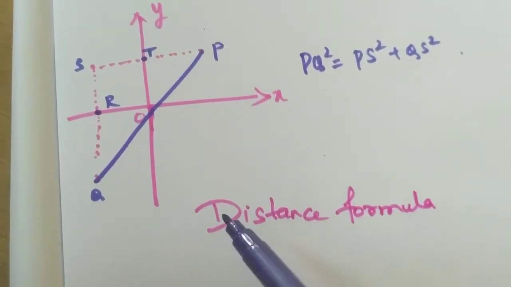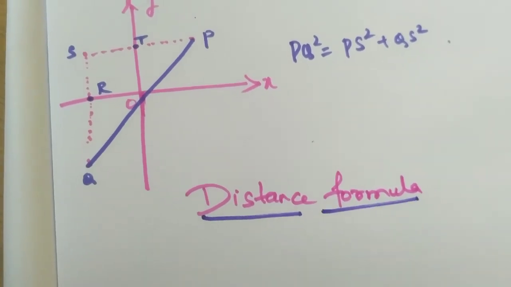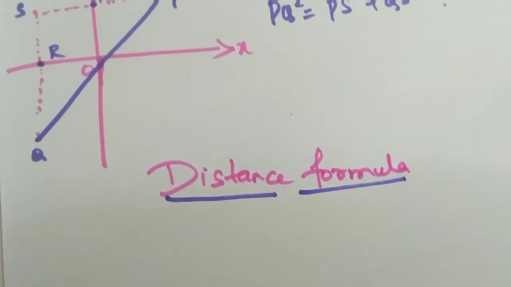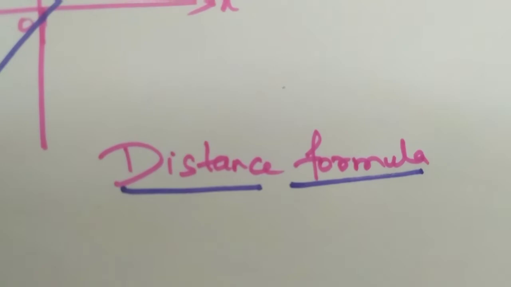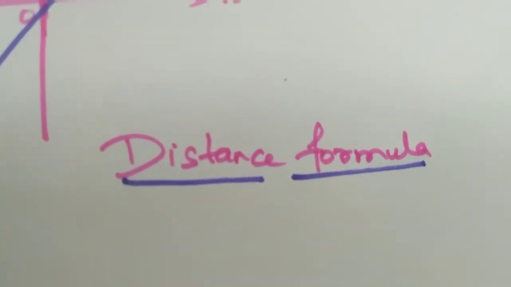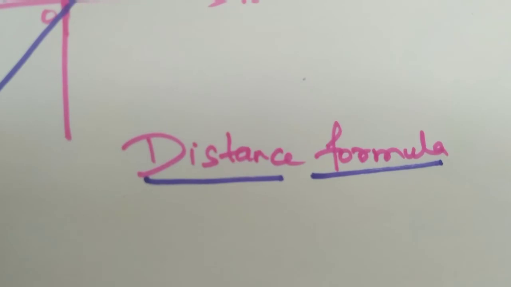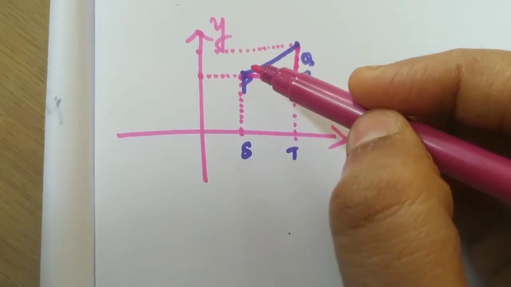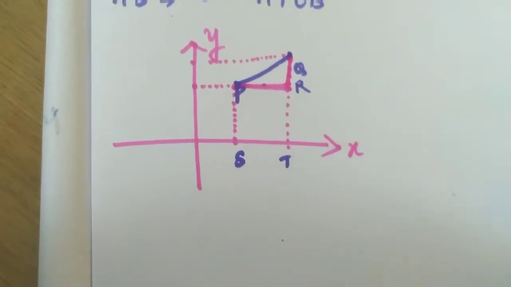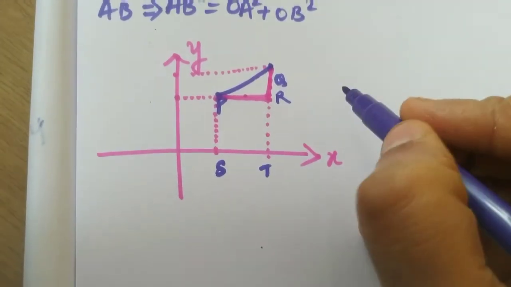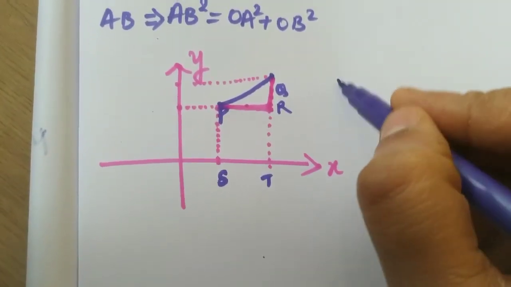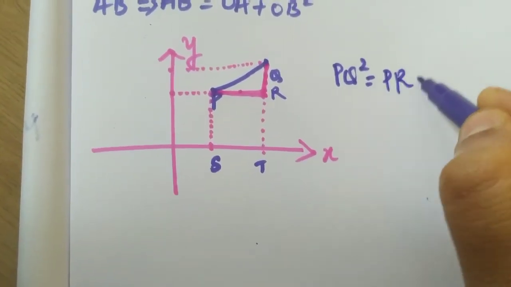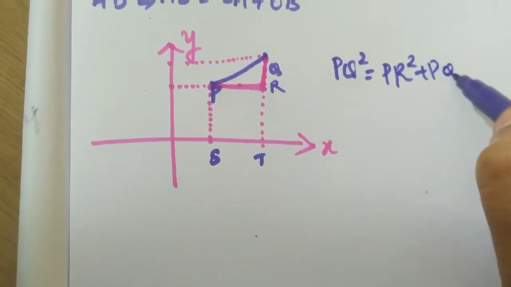This formula will help us to find the distance between 2 points in whatever cases. As we have already discussed, the cases can be anything, but still you will be able to find the distance between the given 2 points. So this triangle can be solved and the value of PQ found by Pythagoras theorem. PQ square can be written as the hypotenuse square, which is PR square plus QR square.